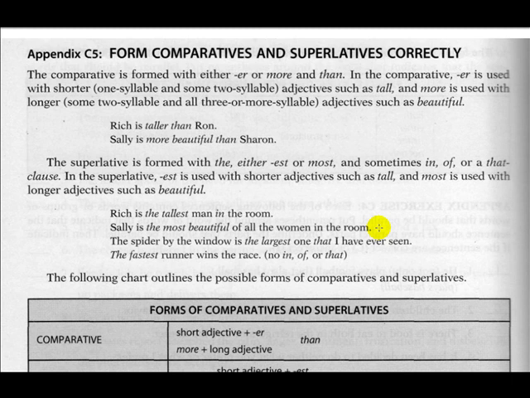Well, in this one we don't have in, of, or that. It's just a plain statement, and we're talking about the fastest. Fast is a one-syllable word, so we would use EST with that.